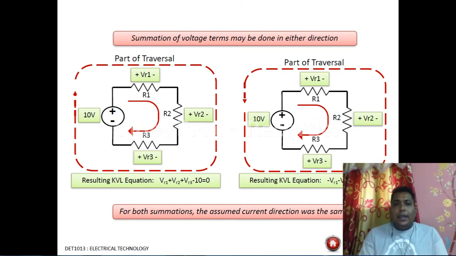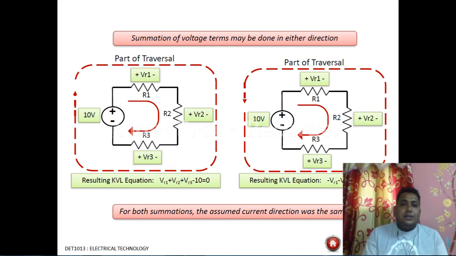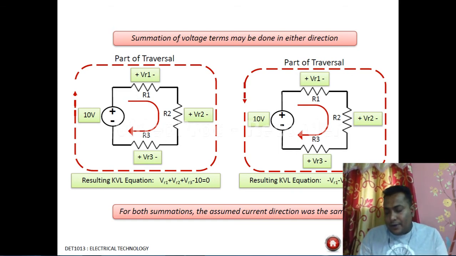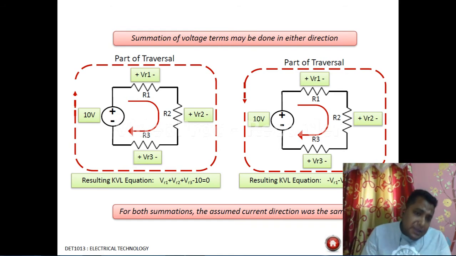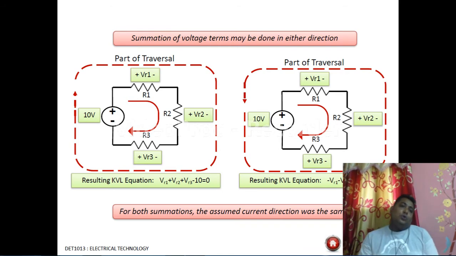Okay, so here, see first what is written over the heading: summation of voltage terms may be done in either direction. So what is told in the KVL is that the summation of voltages will be 0. So it can be done in either direction, correct? I have already told you that, when we are considering V1, VR1, VR2 and VR3 positive, at that time we have to consider that the 10-volt source, whatever is present over there, should be negative.